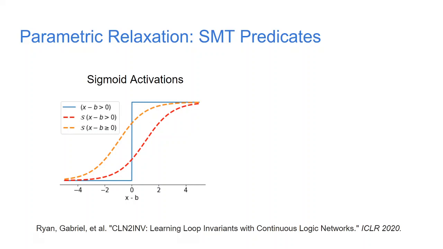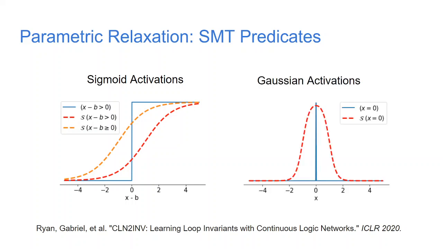Equality and inequality constraints are defined in the relaxation using modified sigmoid and Gaussian functions. The formal definitions can be found in the paper. For inequality, when x minus b is very large, the truth value of x greater than b, or x greater than or equal to b, will be close to 1. For equality, when x is close to 0, the truth value of x equal to 0 is close to 1. When combined with T-norms and T-conorms, an SMT formula can be relaxed into a continuous and differentiable function. Then, we can use gradient descent to learn the parameters in the formula.